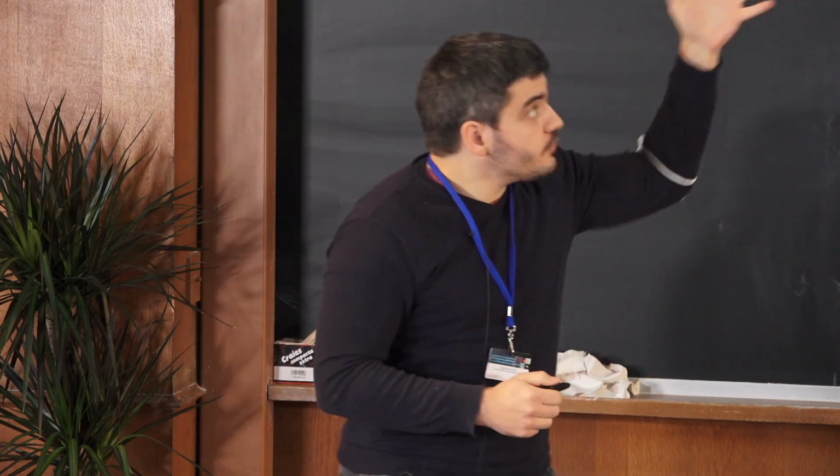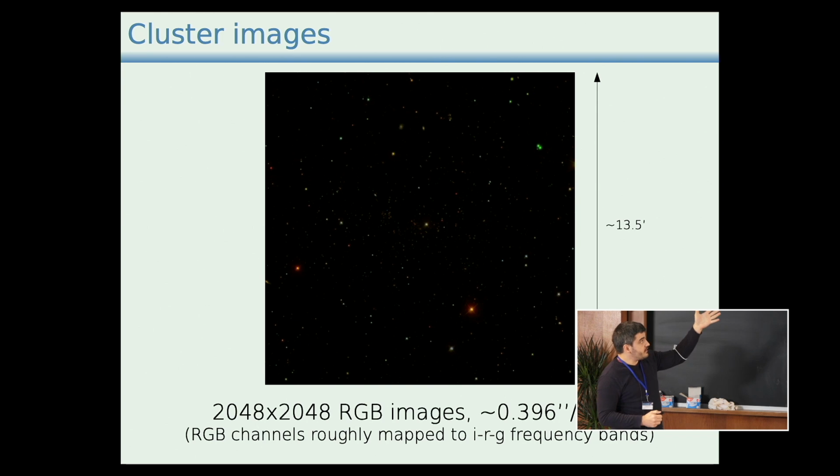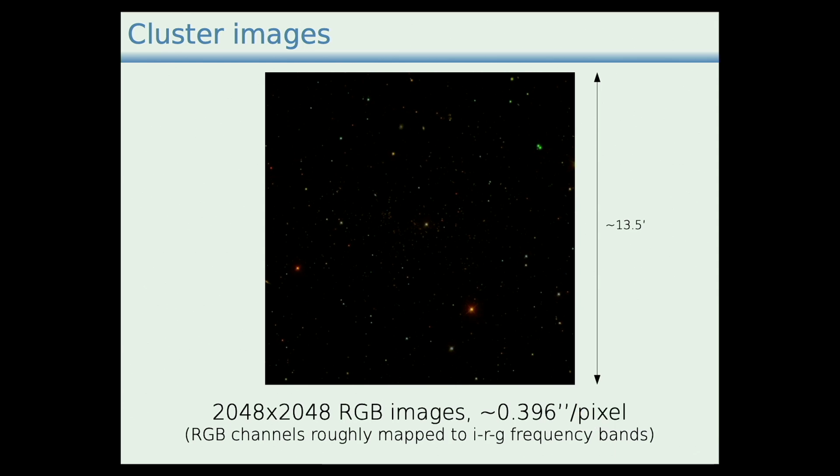So this is just to show you what the data looks like. It's the same picture as before. This is the kind of image that we are working with. It's the full resolution of the SDSS survey, so it's 0.4 arcsecond per pixel. So it's quite a fine resolution.